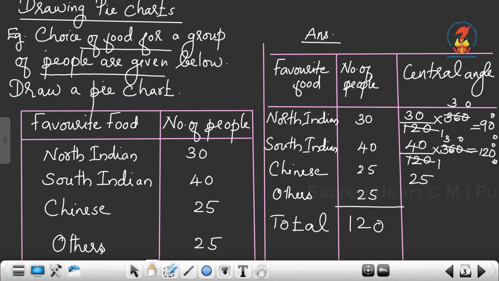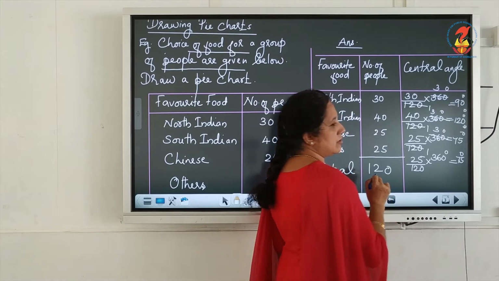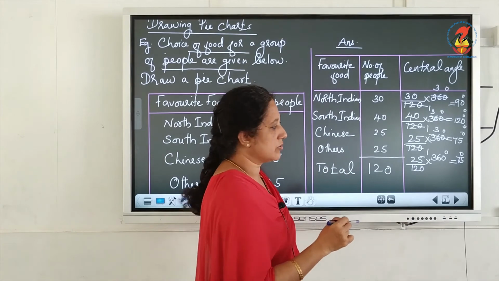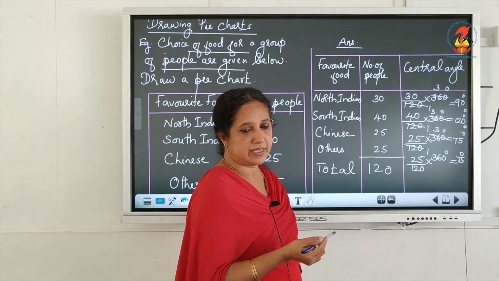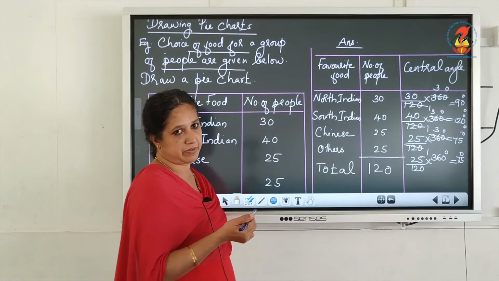Then the next one: 25 by 120 into 360 degrees. 120 and 360 we can cancel with the 120, so 3 times 25 is 75 degrees. The next one is also 25 by 120 into 360 degrees, which is equal to 75 degrees. So we got the angles for each sector. The angles are 90 degrees, 120 degrees, 75 degrees and 75 degrees.